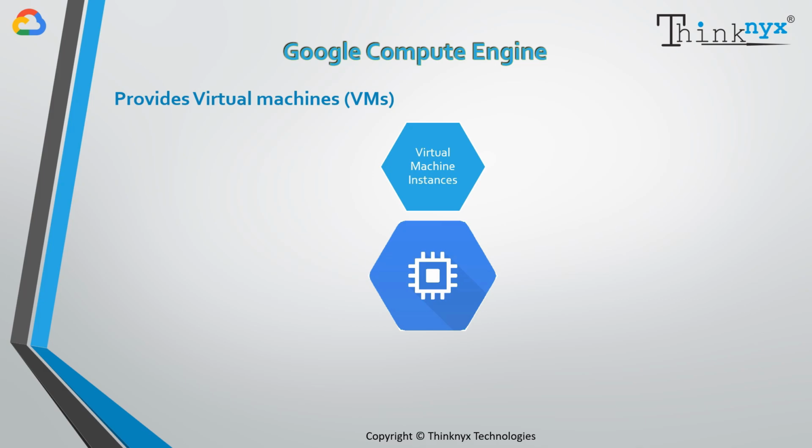Key features of Google Compute Engine include Virtual Machine Instances. Users can create VM instances with customizable configurations, choosing from a wide range of machine types, CPU, memory, and storage options. Auto-scaling. Compute Engine enables automatic scaling of VM instances based on predefined metrics, ensuring optimal resource utilization and cost efficiency.